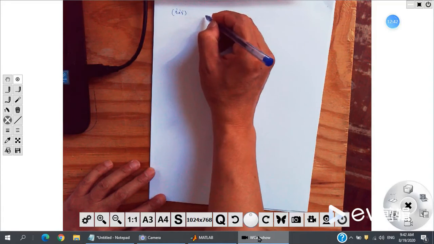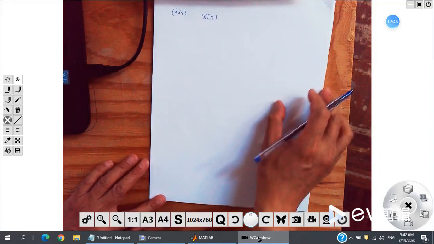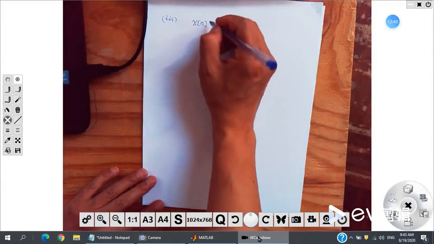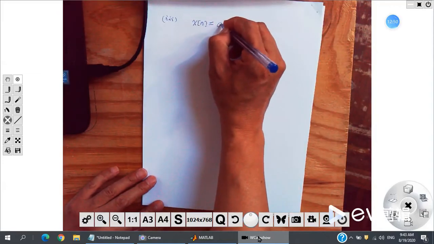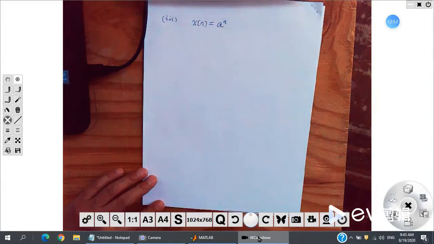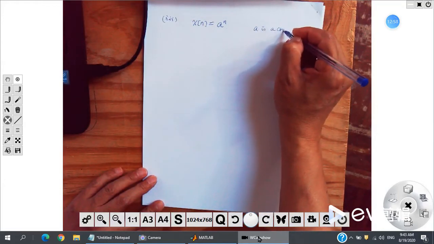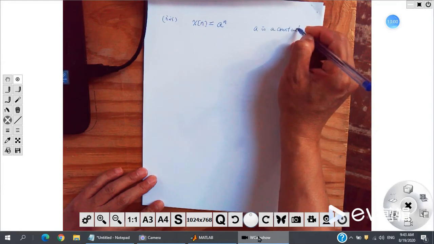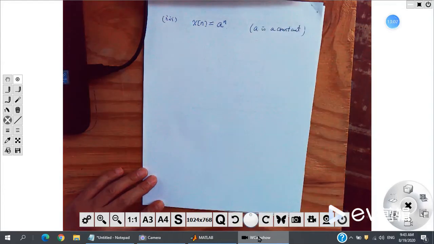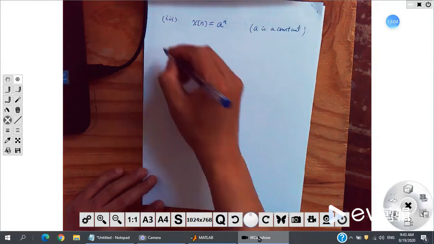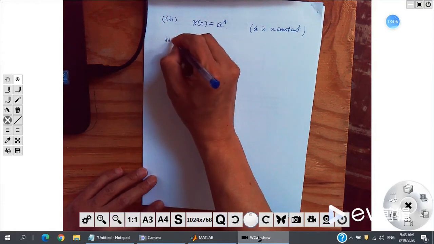I just use x, no special notation for this kind of signal. It is just A to the n, where A is a constant. So this is a power of A.